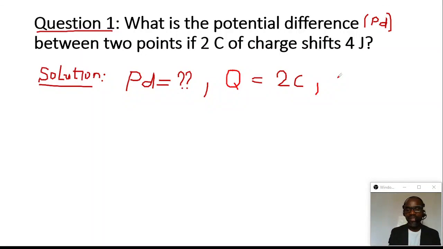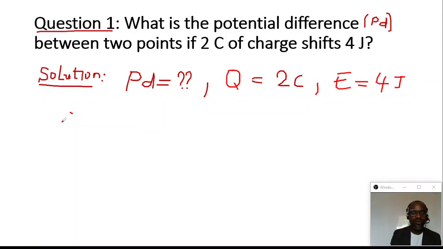That's energy, right? Energy is E, which is given as 4 joules. Very good. J represents joules. So we can make use of this information to find the value of the potential difference. That's what it means.